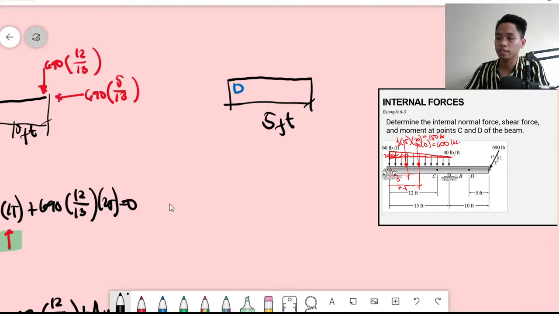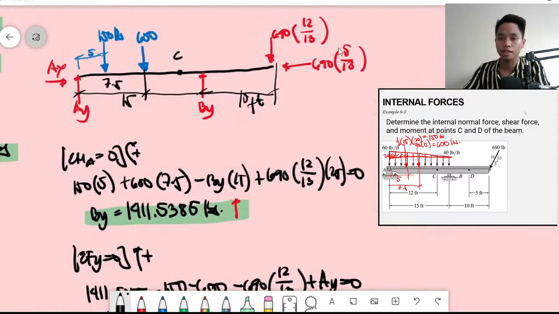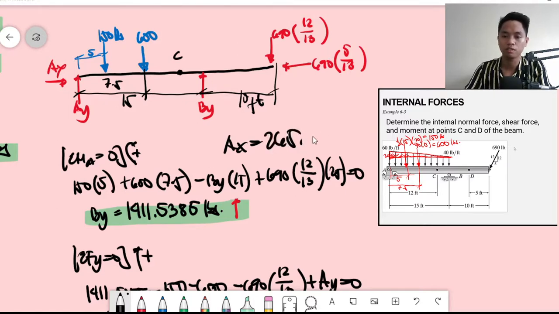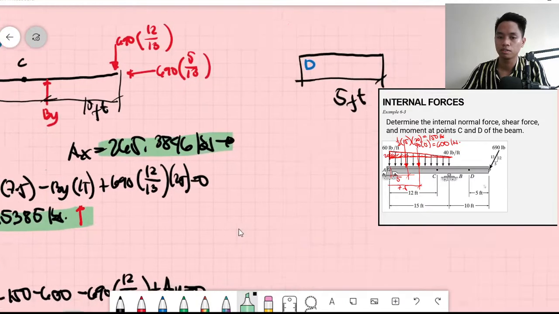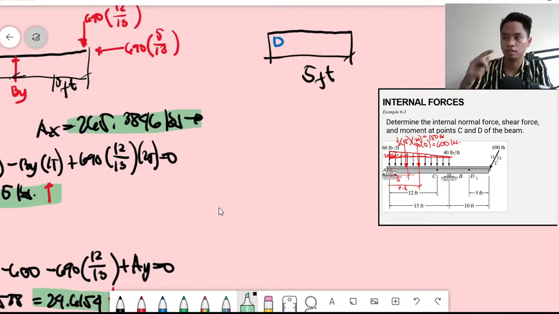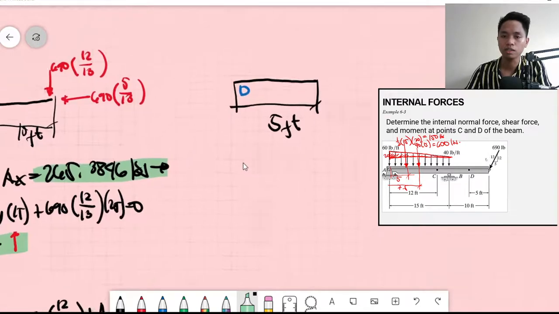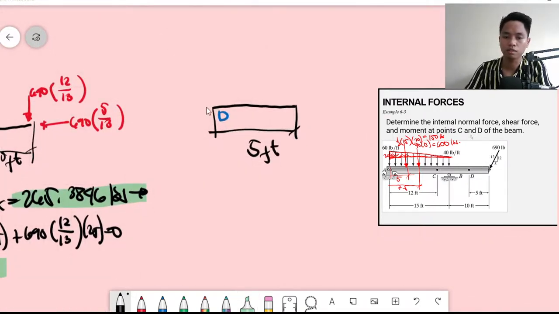Since there is no other X force, our AX is equal to whatever its value is. That would be 690 times 5 over 13, which is equal to 265.3846 pounds. The direction for AX is to the right, from summation of forces X. So here, we are going to use this segment.